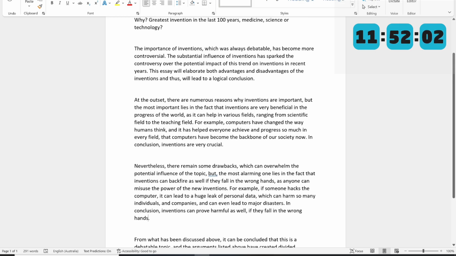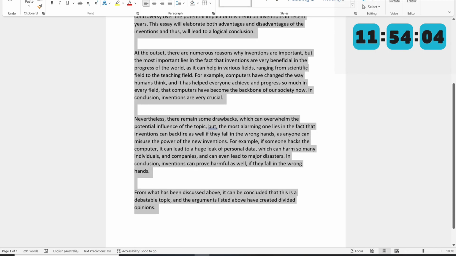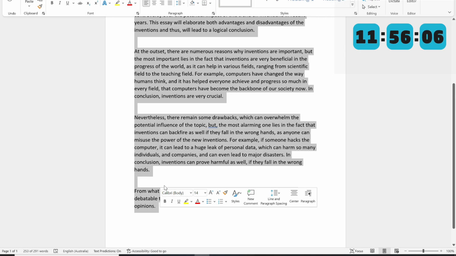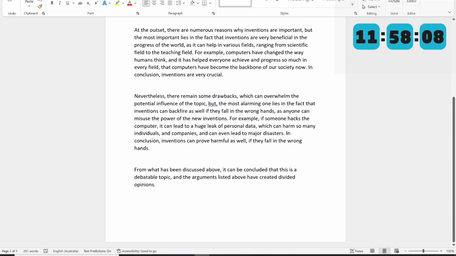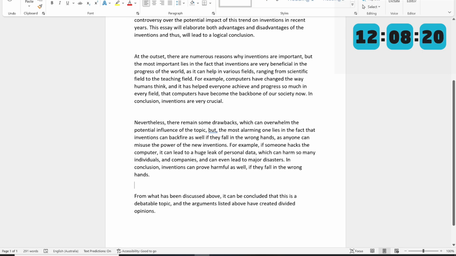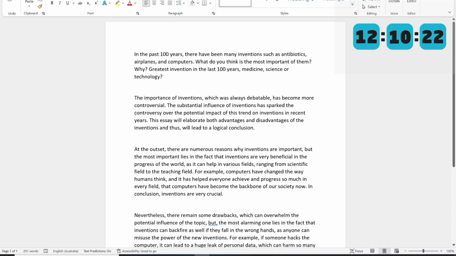Okay, now let's see how many words I've written down, and right now I am at 253. From what has been discussed above, it can be concluded that this is a debatable topic, and the arguments listed above have created divided opinions. I prefer not adding anything in the conclusion because it's a standalone sentence. Let's see where else we can add the information.